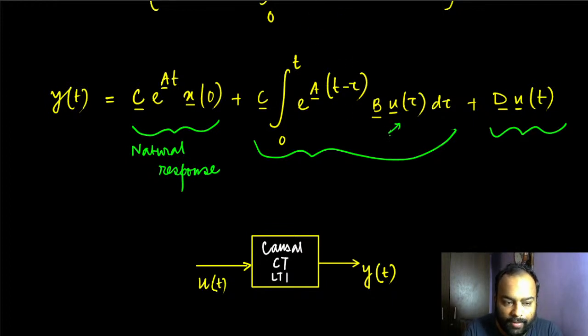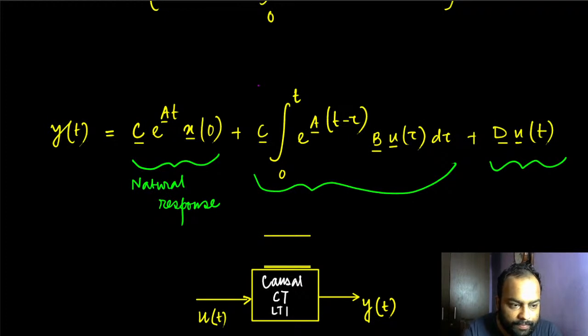Obviously, the next part of the response here involves the input, and also here it involves the input. So these two parts of the response require that we have the input there. If the input is 0, then these two parts of the response become 0. So two particular parts of this response have a dependency on the input, but they are completely devoid of any initial conditions. Whatever initial conditions we have for this system does not matter.